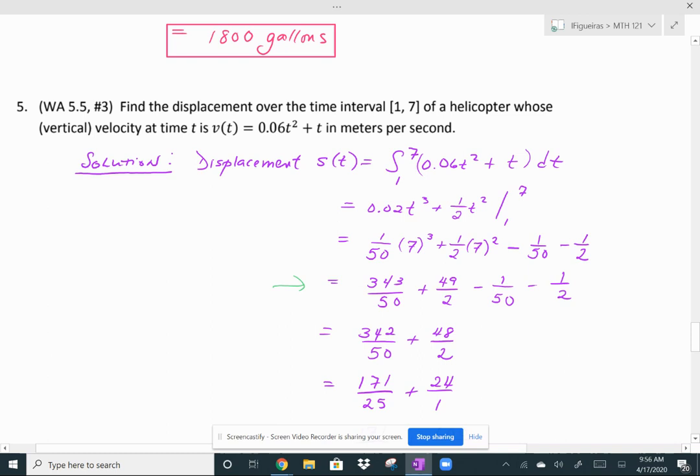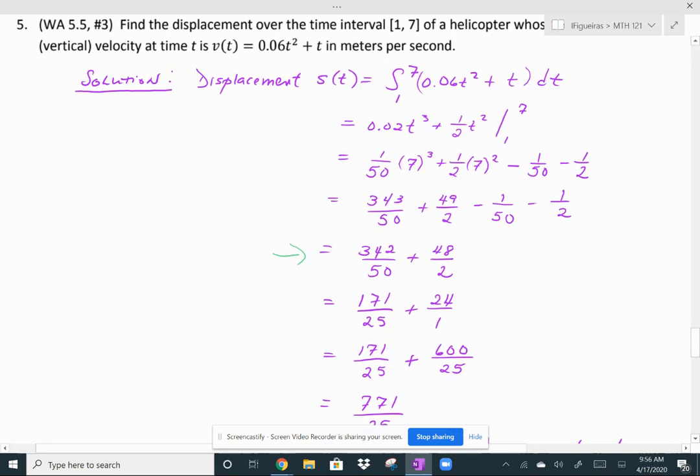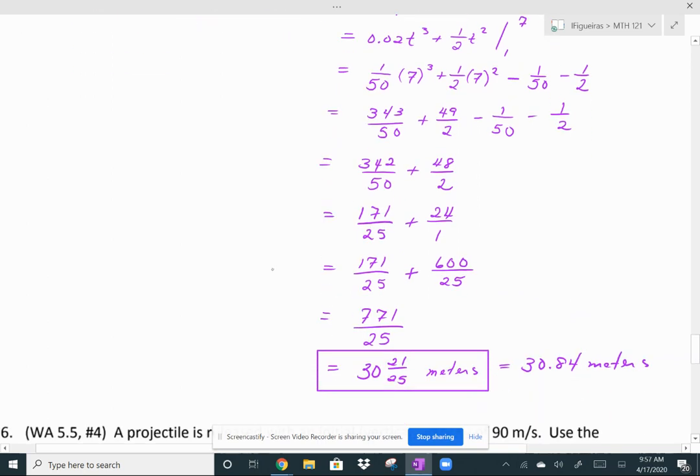over 2 minus 1 over 50 minus a half. So I combined the fractions with a denominator of 50 first, so that's 342 over 50, and then the ones with 2 in the denominator, so that's 48 over 2. They both simplify. So 342 over 50 are divisible by 2, so this gives us 171 over 25, and 48 divided by 2 is 24. So that means I have a common denominator of 25, which is what you see in this line.